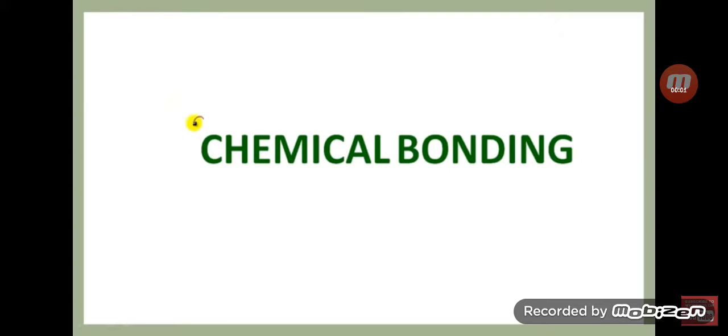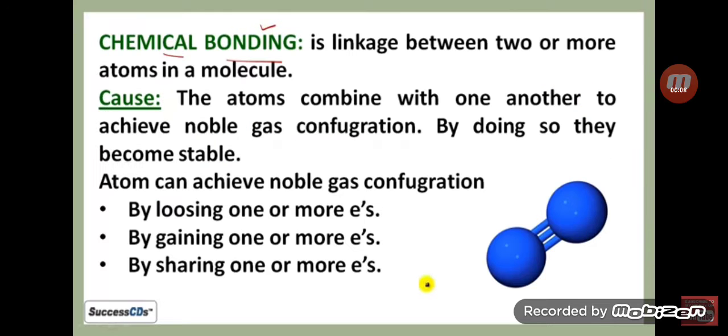The next topic of metals and non-metals is chemical bonding. What is chemical bonding? Chemical bonding is the linkage between two or more atoms in a molecule, and the cause is that atoms combine with one another to achieve noble gas configuration. That means by doing so they become stable.